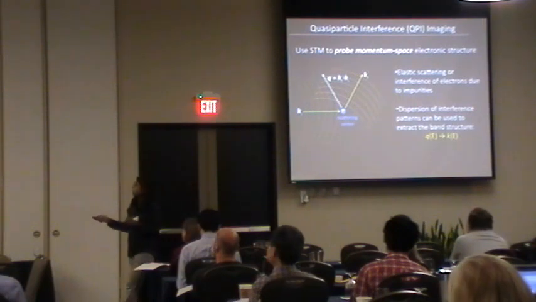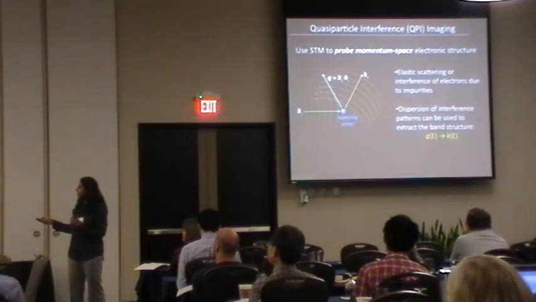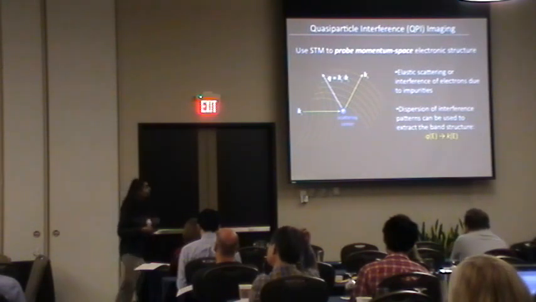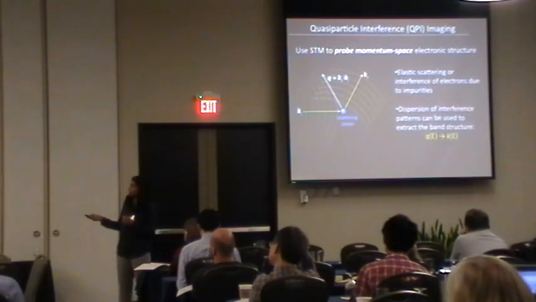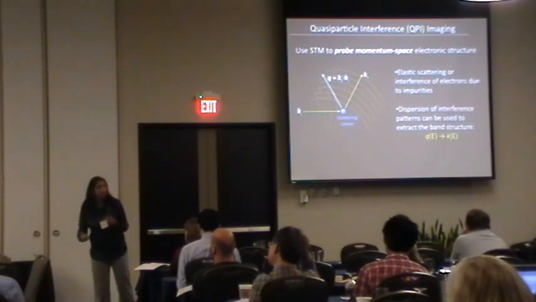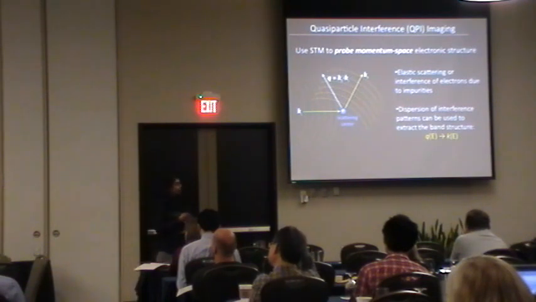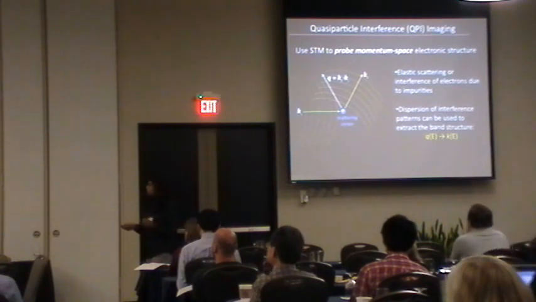By looking at this interference pattern, we can actually get information about the momentum K, right? And that's what we do in STM. We can measure the momentum by looking at the interference pattern, and we know the energy because we control it. Because we know the energy and the momentum, we can plot the dispersion.